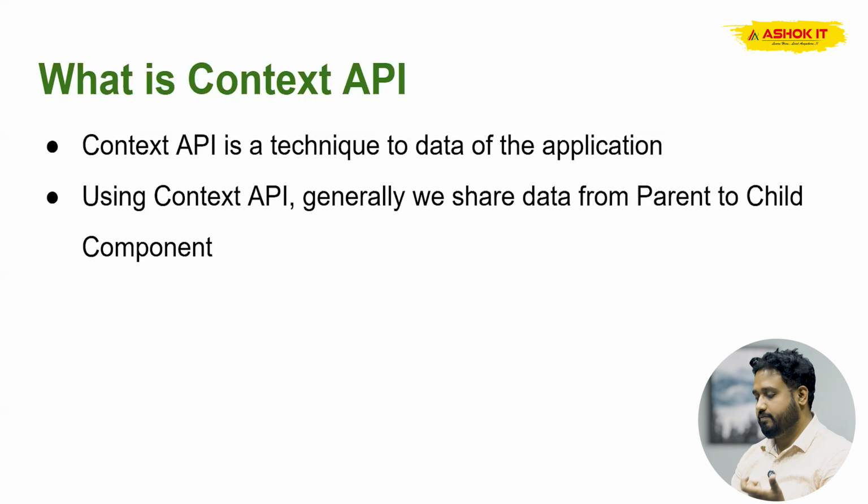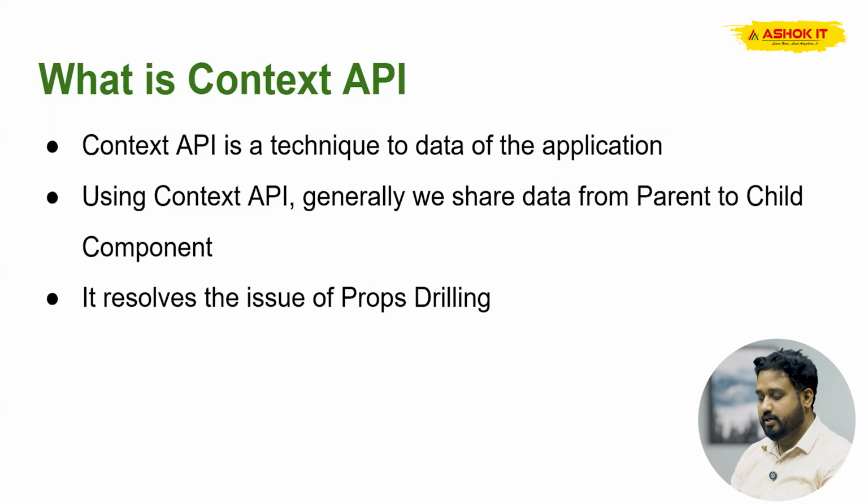Now whenever you have the requirement to share the data from one component to another component, we use context API. Generally, we use context API to share the data from parent to child component. There are three types of relationships which we can create between the components: parent-child, child-parent, and sibling. Context API is a technique which is explicitly used if you want to share the data from parent to child. It resolves the issue of props drilling.